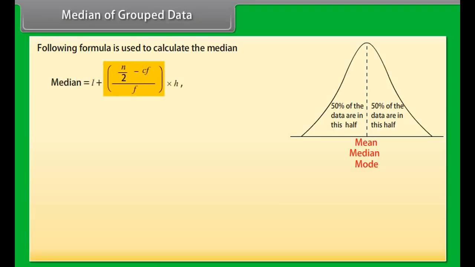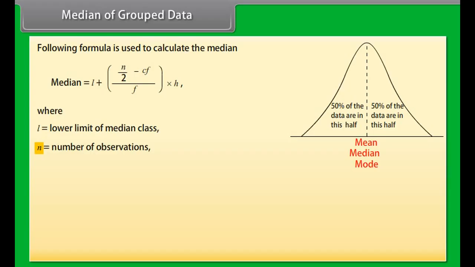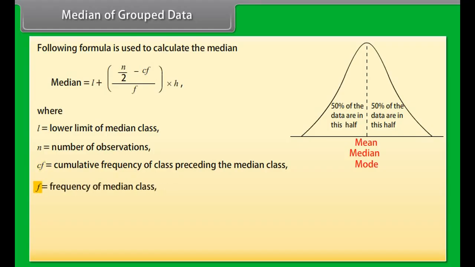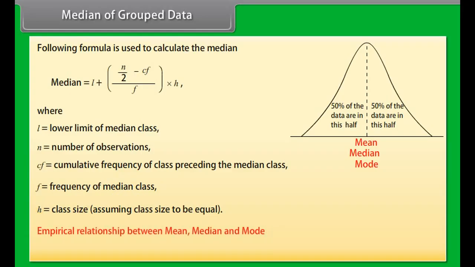L plus, n by 2 minus CF, divided by F, and multiplied by H, where L is equal to lower limit of median class, n equals number of observations, CF equals cumulative frequency of class preceding the median class, F equals frequency of median class, H equals class size, assuming class size to be equal. Empirical relationship between mean, median and mode: 3 median is equal to mode plus 2 mean.